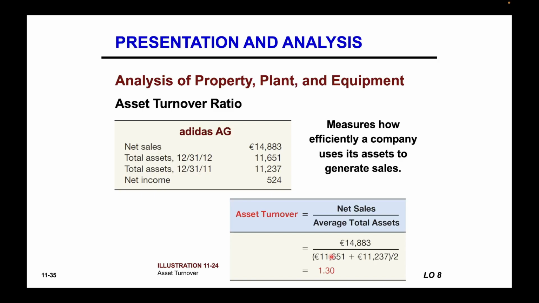This means for every euro of assets, Adidas generated approximately 1.3 in sales. This ratio provides a quick look at how effectively Adidas is using its assets to drive revenue. Analysts and investors can use this information to compare the company's efficiency over time or against competitors in the same industry. So basically, asset turnover is the ability of the assets in generating sales.